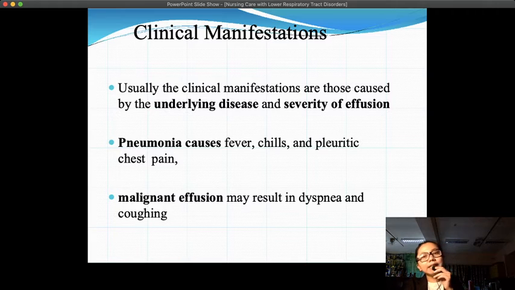Okay, so what are the clinical manifestations? Usually, the clinical manifestations are those caused by the underlying disease and severity of effusion. Pneumonia causes fever, chills, and pleuritic chest pain. Malignant effusion may result in dyspnea and coughing. Okay? So, pag may pneumonia, mataas ang fever, nag-chills.